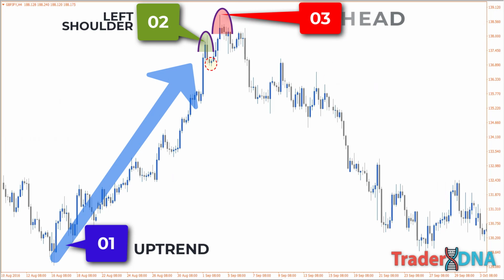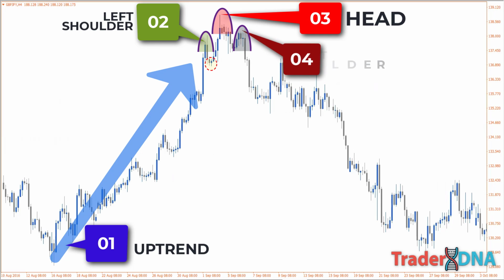Step 3. Head. After the left shoulder is formed, the market reaches the highest point, forming the head. Despite a bullish rally, buyers cannot reach a much higher low. At this point, the structure of the left shoulder and head is formed. Although the neckline starts to form, we still need the right shoulder before drawing the neckline on the chart.